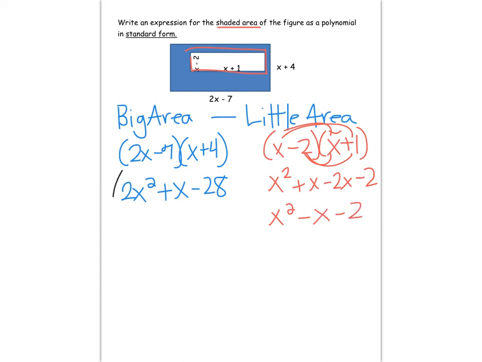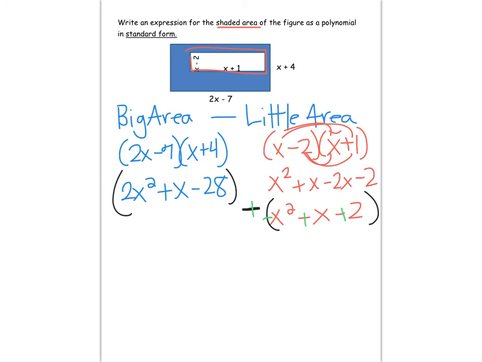Alright, so I'm going to put these back in parentheses. This is the hard part that people get wrong. We're going to do 2x squared plus x minus 28 minus the entire area. So we're minusing the x squared, the negative x, and the negative 2. So remember, when you're subtracting, you distribute your negative. So x squared becomes negative, negative x becomes positive, negative 2 becomes positive, and then you're going to add like terms.